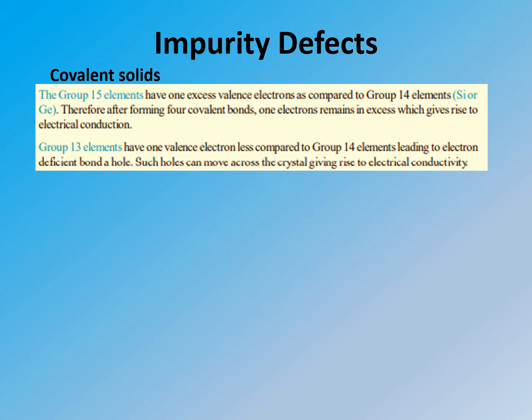Group 13 has one valence electron less and group 15 has one valence electron more. Group 14 with group 13 leads to an electron deficient bond, and it forms a hole. If compared with group 15, it has one valence electron in excess compared to group 14 elements. After forming the four covalent bonds, one electron remains in excess, and that gives electrical conductivity.